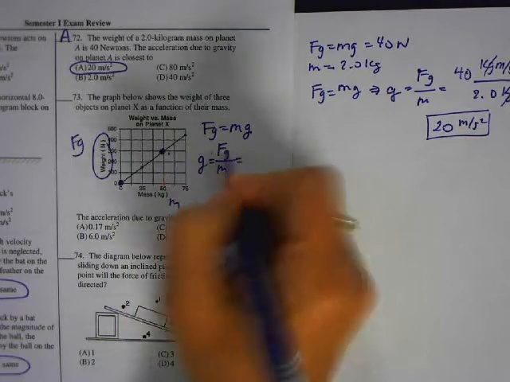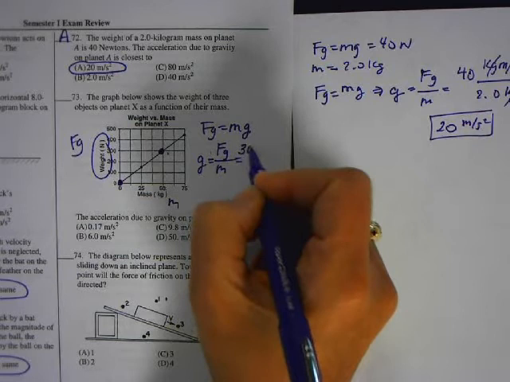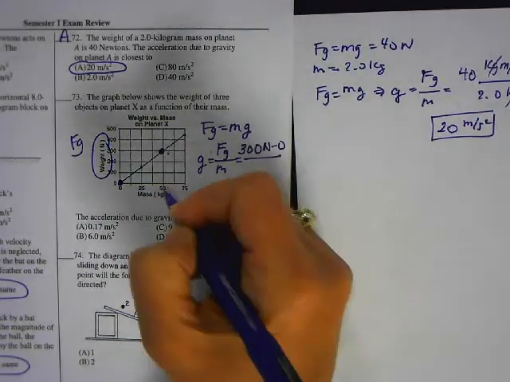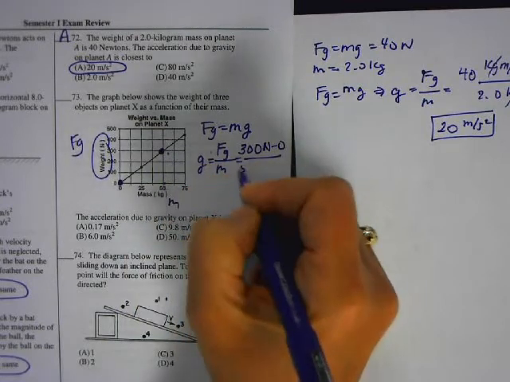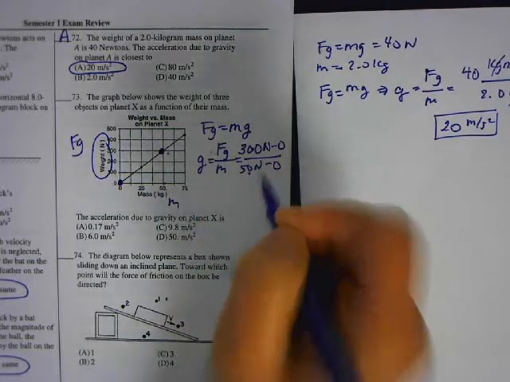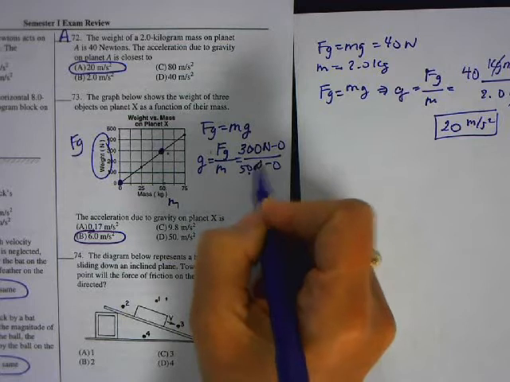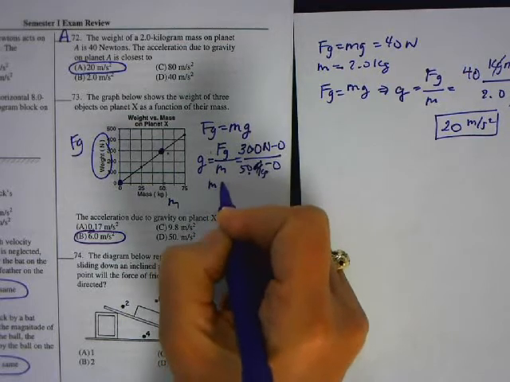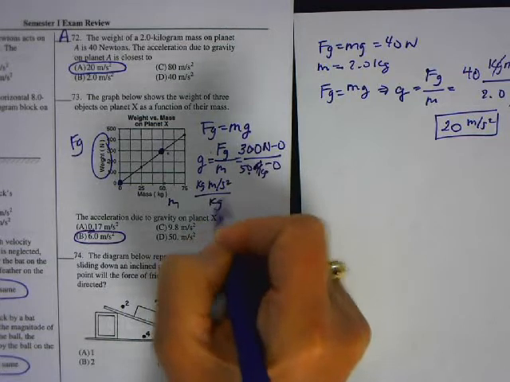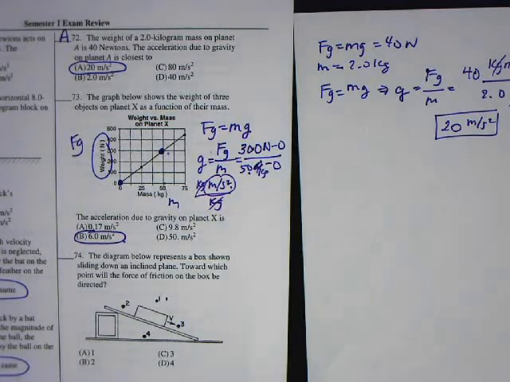So I'm going to do the weight, which is up here, which is 300 newtons minus 0, over the mass, which I'm going to come down here, which is 50 kilograms minus 0. So 300 divided by 50, I can do in my head, is 6. And if I carry my units through, I have a kilogram meter per second squared divided by a kilogram, and I end up with meters per second squared, which is the correct unit for acceleration.